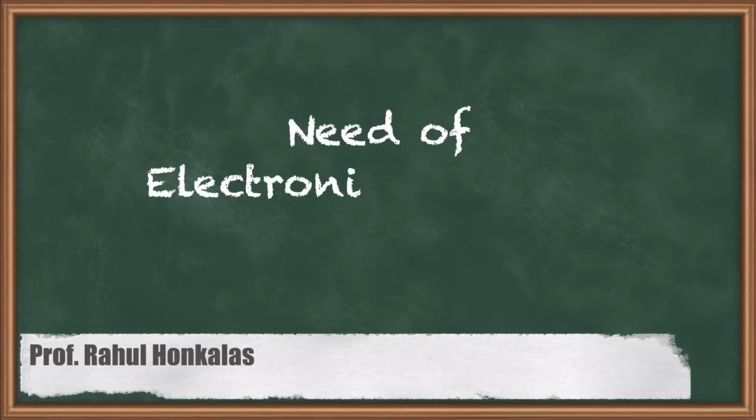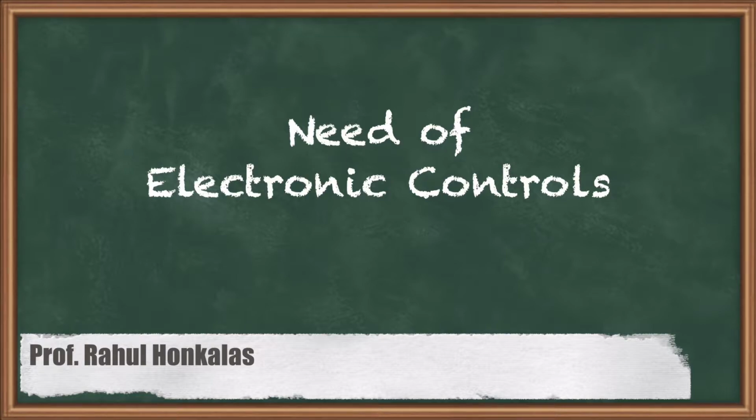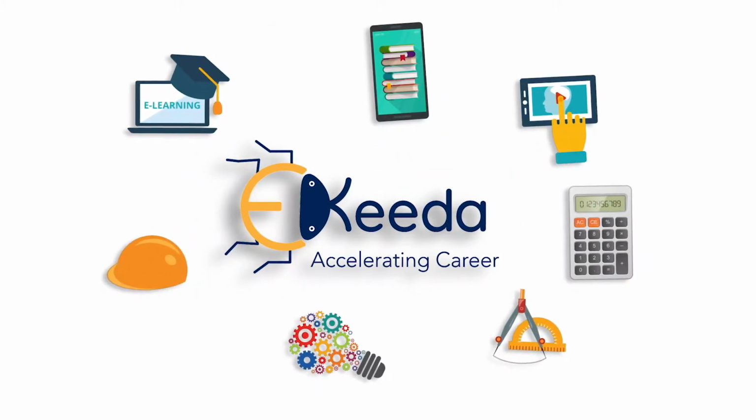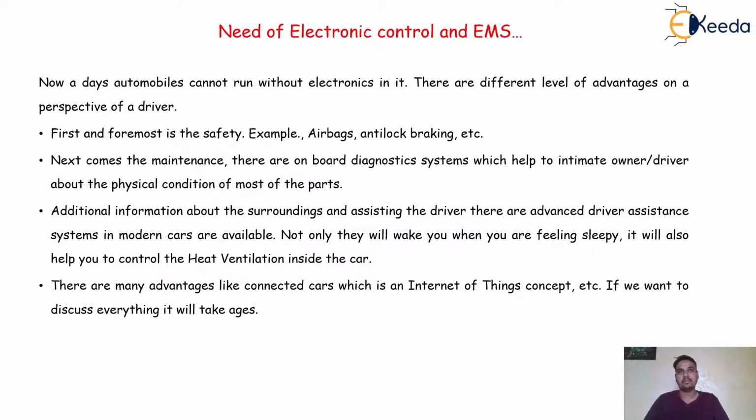Dear friends, now in this video we are going to discuss the need of electronic controls. Up till now we have discussed everything about the IC engine. We started with the introduction, where we discussed the different elements and their function in the case of the IC engine itself. Crankshaft, piston, cylinder, valve mechanism, what are the different purposes of it, how it is constructed, everything we have covered.